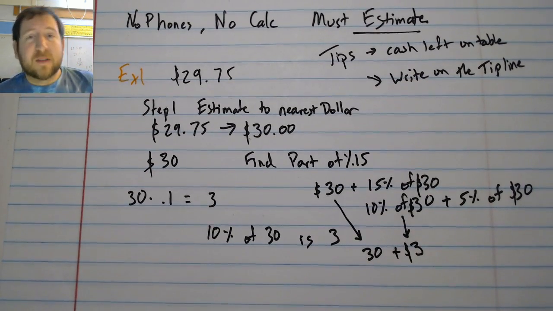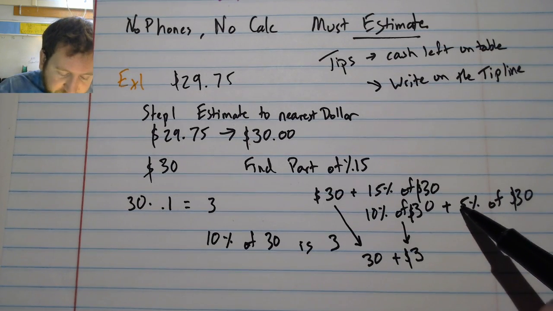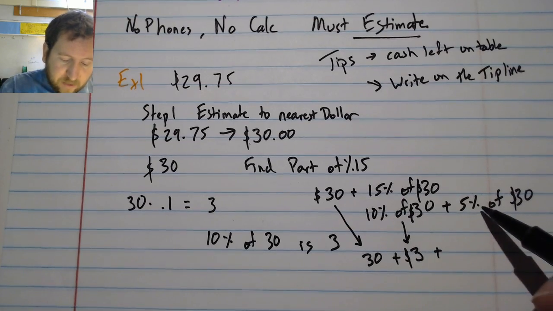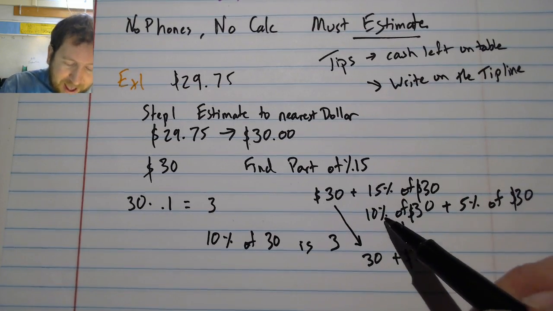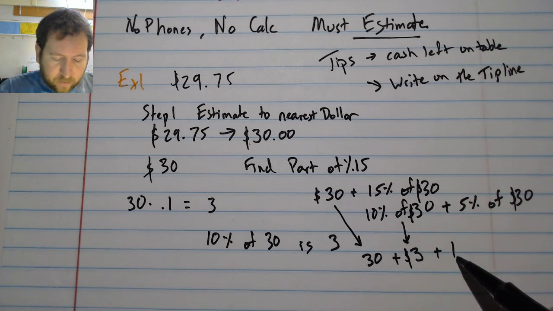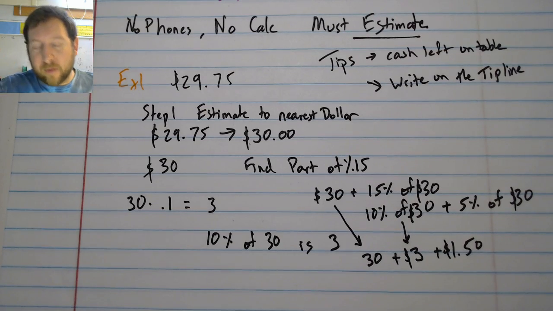Well, 5% of 30 is also another thing I can do in my head. Let me show you the trick. 5% is half of 10%. So I can just say 5% of 30 is really half of what I solved earlier, and half of $3 is $1.50, because I should be able to do half of 3 in my head.